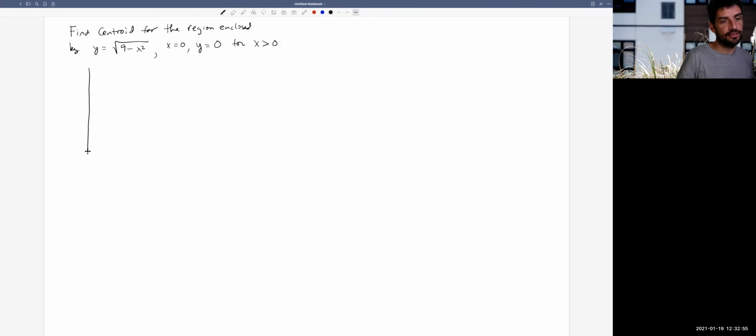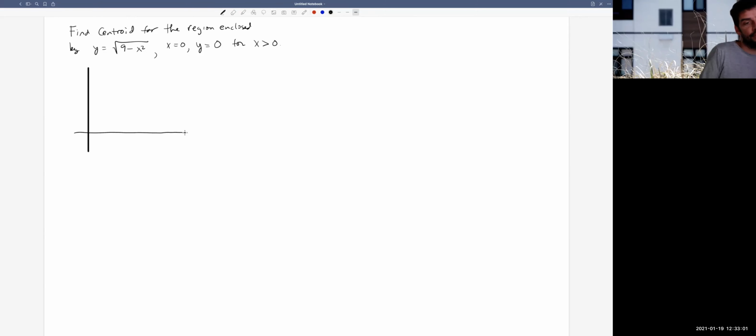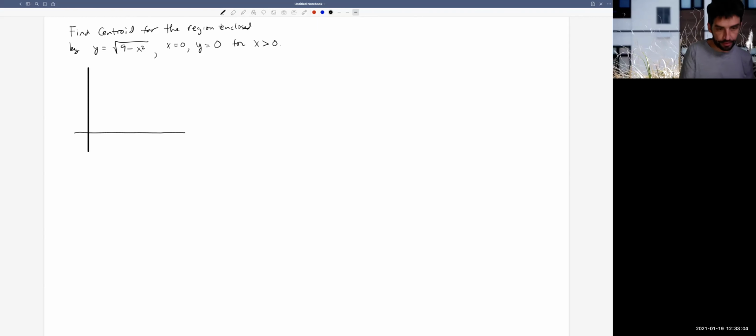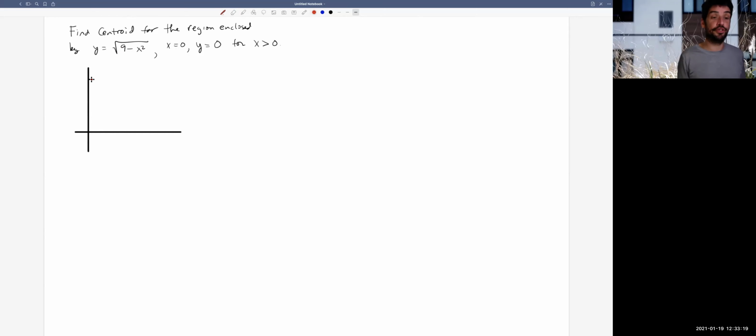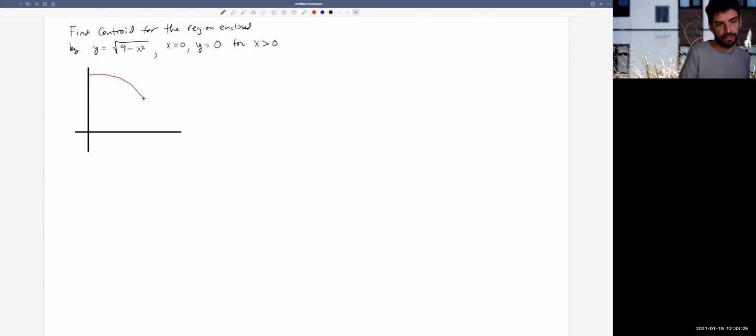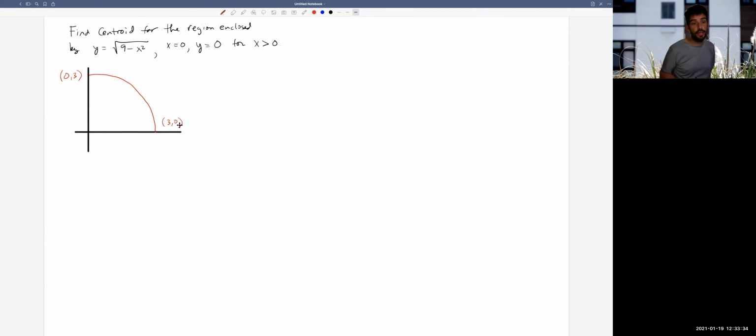So let's just first graph our region. So we want a couple of axes. We're looking in the first quadrant. My function's positive, and I'm looking at positive x values. So if you recognize this, you can take this equation and rewrite it as y squared plus x squared equals 9. We're looking at the top half of a circle. In fact, we're looking at the upper right quarter of a circle with radius 3. So my picture is something like this: 0, 3, 3, 0. Okay.